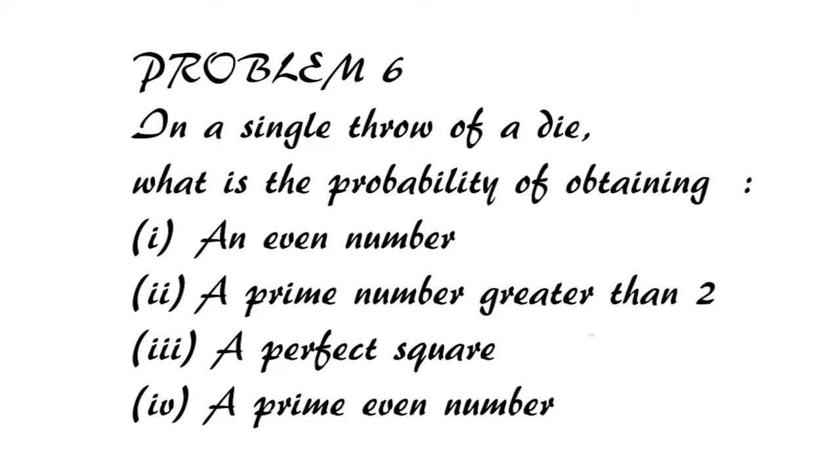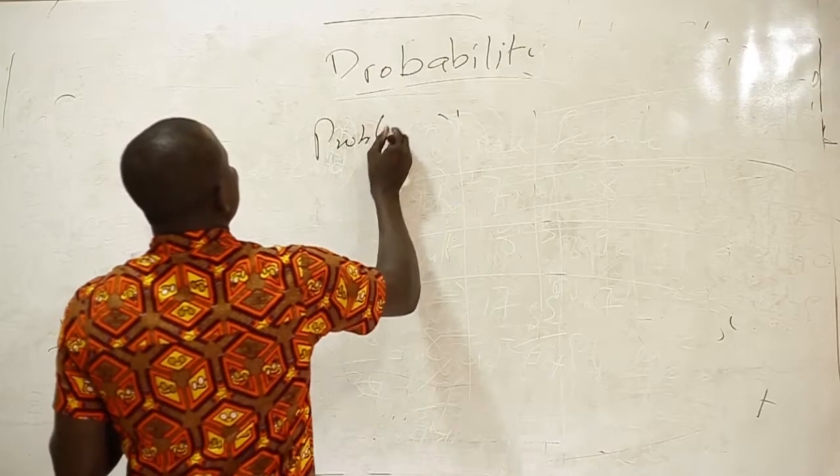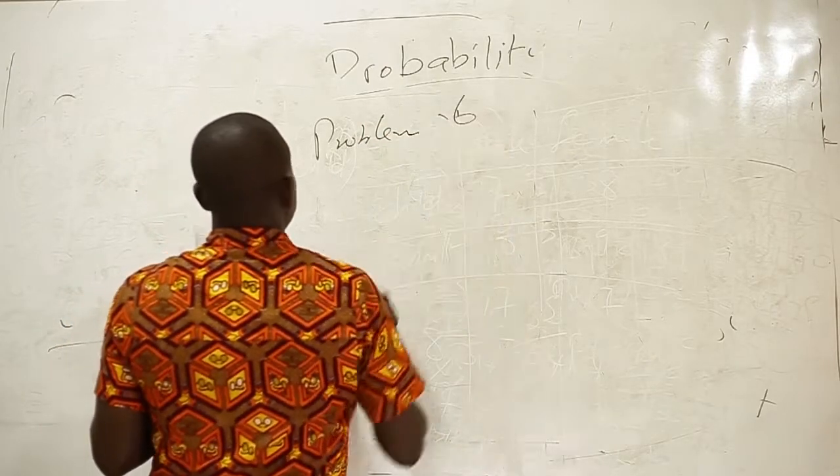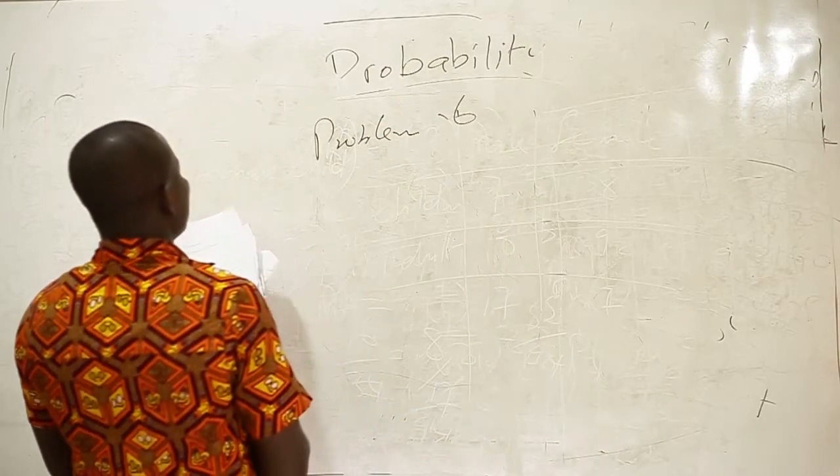In a single throw of a die, what's the probability of obtaining an even number? A prime number greater than 2. A perfect square. So problem 6. In a single throw of a die.